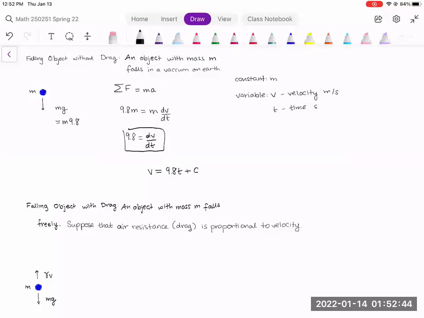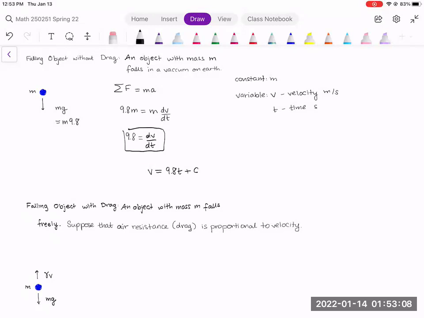Next, we're going to build a more refined model, so we don't have too many warehouses that we've sucked all the air out of. We're going to consider drag this time. We're going to assume we have an object with mass m that's falling freely.